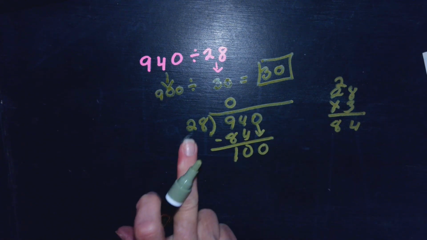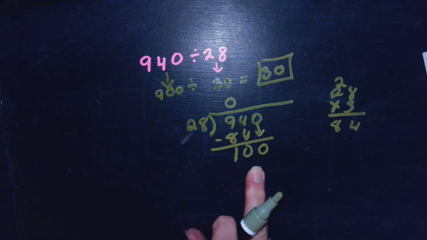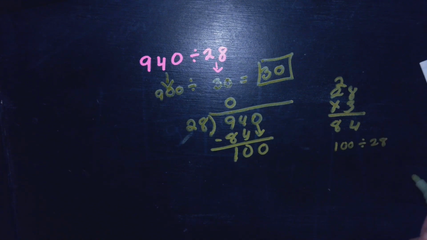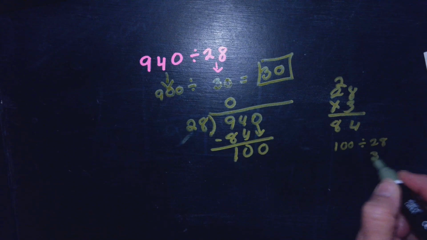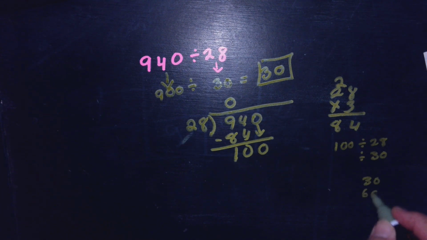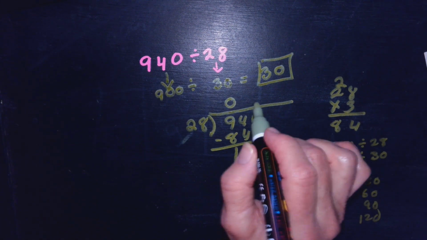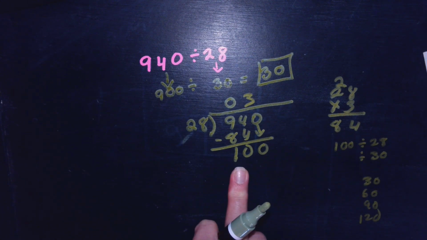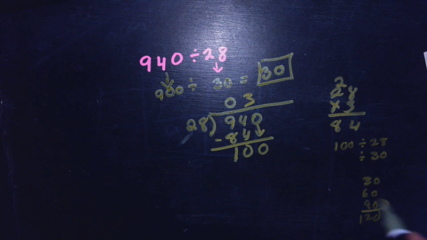Now I have to estimate 28 into 100. So basically, this is my new problem, 100 divided by 28. Well, 28 is close to 30. And if you do your multiples of 30, you would get 30, 60, 90, and 120. So which one of those is closest to 100, but not over 100? Well, that would be, again, 3.